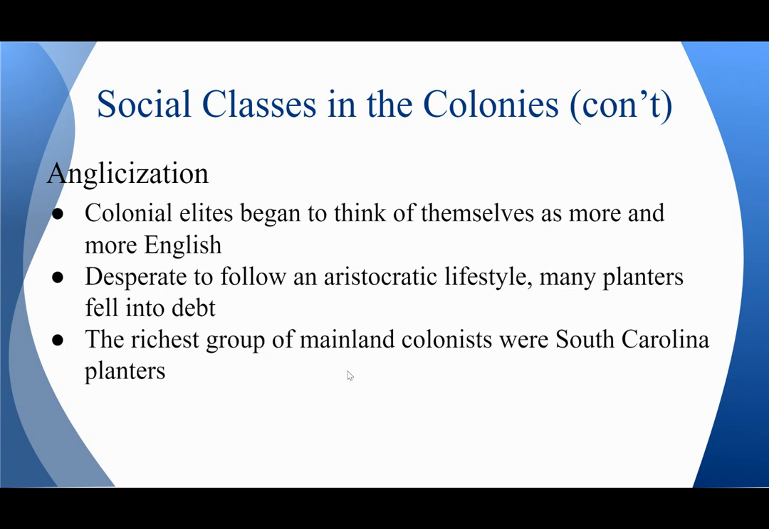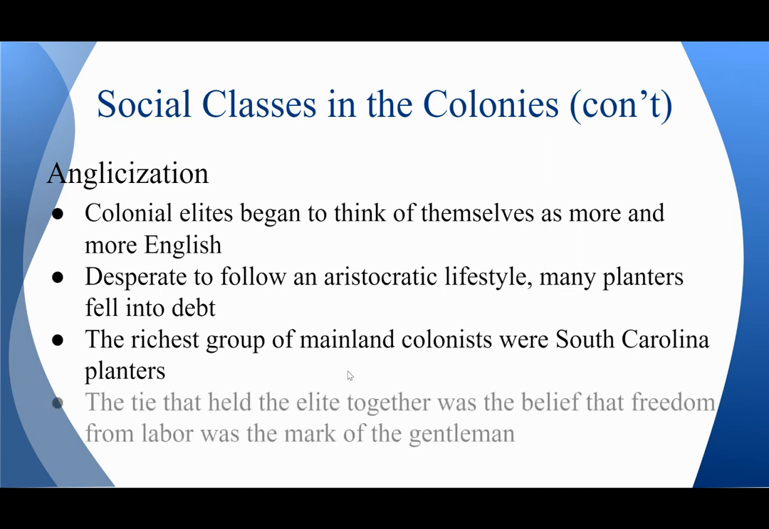The richest group of mainland colonists are going to be South Carolina plantation owners. South Carolina plantation owners are going to be the ones that own the most slaves, and they are making a lot of money, especially near the Charleston area.